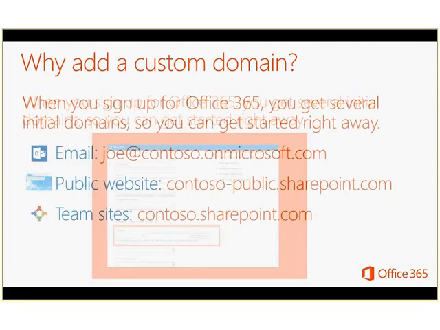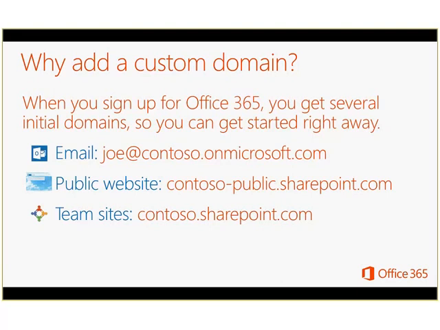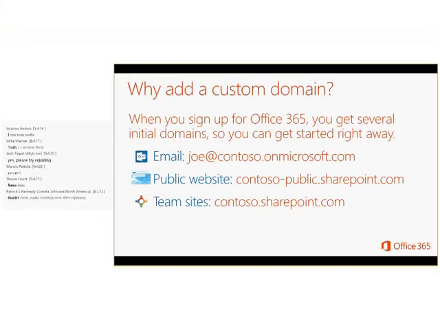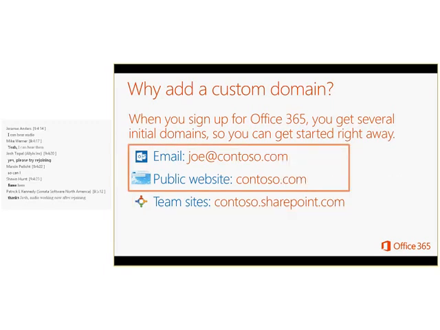That gives you an email address you can use right away, a public website address that you can use right away, and the team sites address is set up for you as well. So that's awesome. You can get started right off the bat. If you just want to use team sites for collaboration, for example, you can just dive right in and start using those. But if you want to start using email or your public website, you probably want a more professional and friendlier domain to work with than this contoso.onmicrosoft.com.